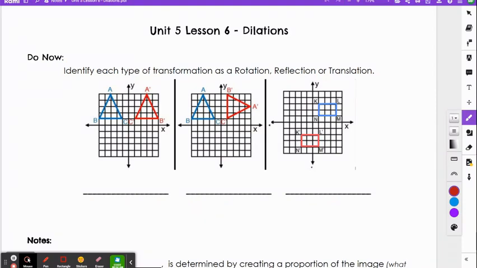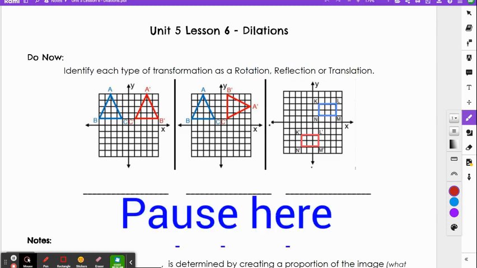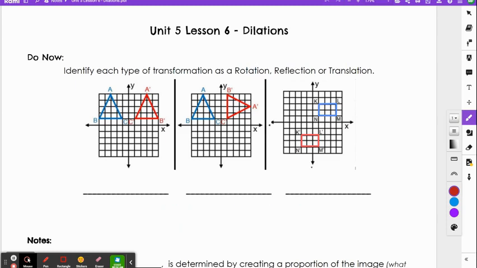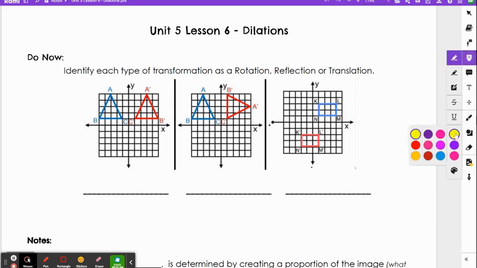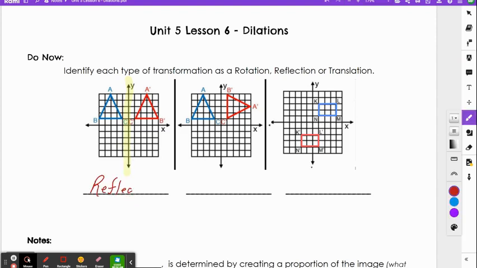You want to identify each type of transformation as either a rotation, which is a turn, a reflection, which is a flip, or a translation, which is a slide. And so what I hope you notice when you look at the first one is that there is a reflection over this y-axis.